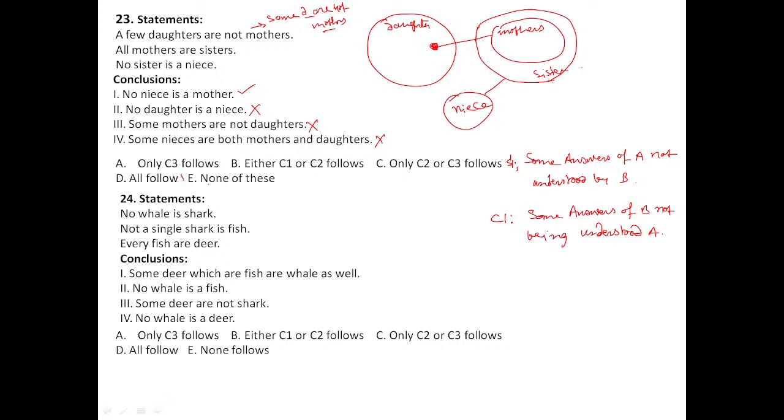Okay, so the answer is option E, none of these. In none of the options is only C1 follows given, so none of these is the favorable choice here. Moving to question number 24 now.